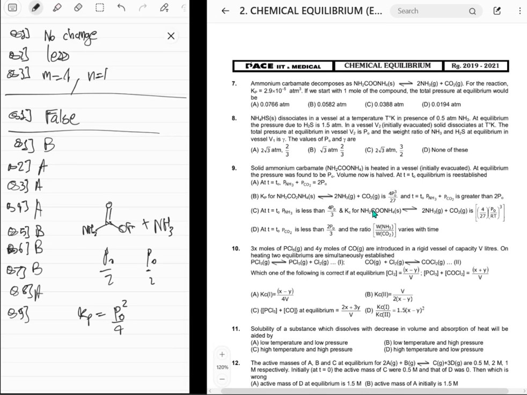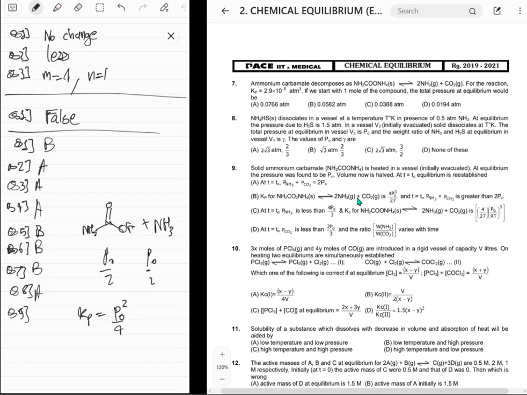Volume now is half. At T equal to T naught, equilibrium is re-established. It should once again just be P naught upon 1, P naught upon 2. Very correct. Kp for this, okay, but it gives 2NH3 plus CO2. That's different, that's not what I thought it is, but still it's the same thing.